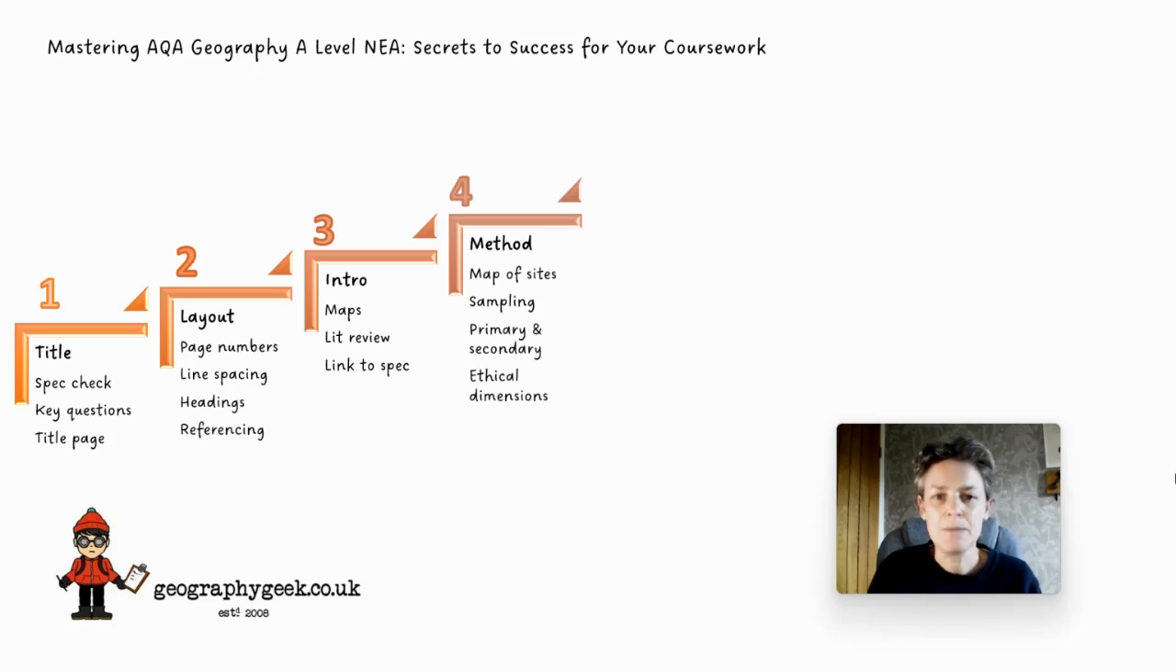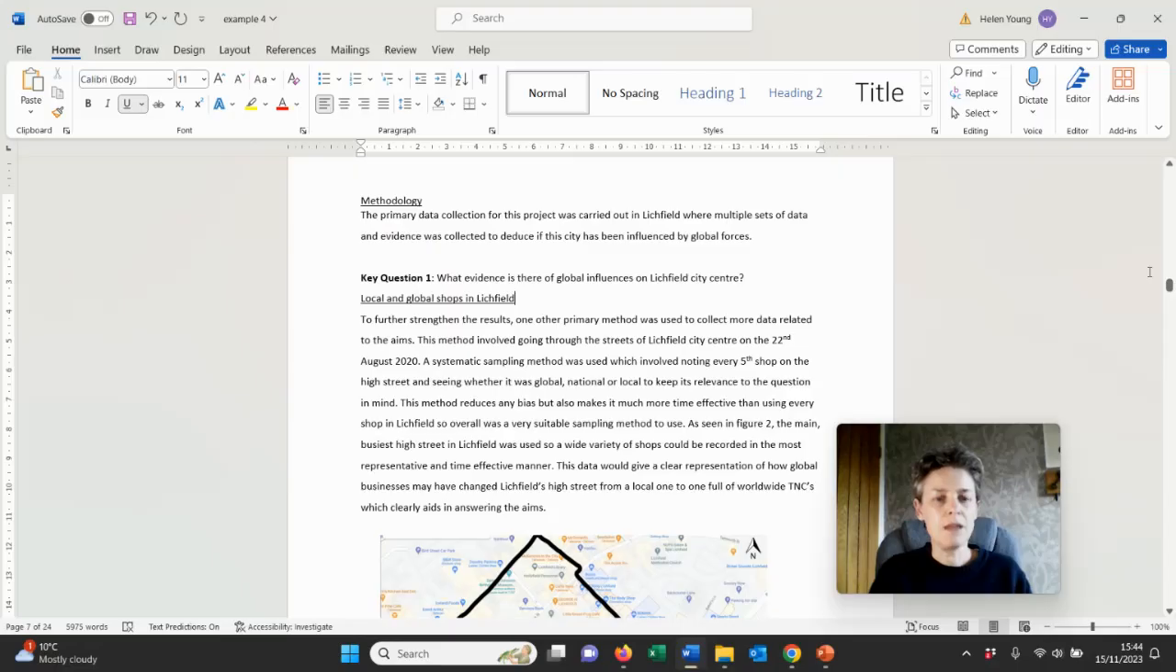Now I'm going to show you an example of part of a method, but I'm not going to show you the whole method. So let me just get that on the screen now. So this student has set out this methodology quite nicely. It's got a heading, and so it sets up what we're going to see. We're already expecting certain things. And then the data is laid out by key question.